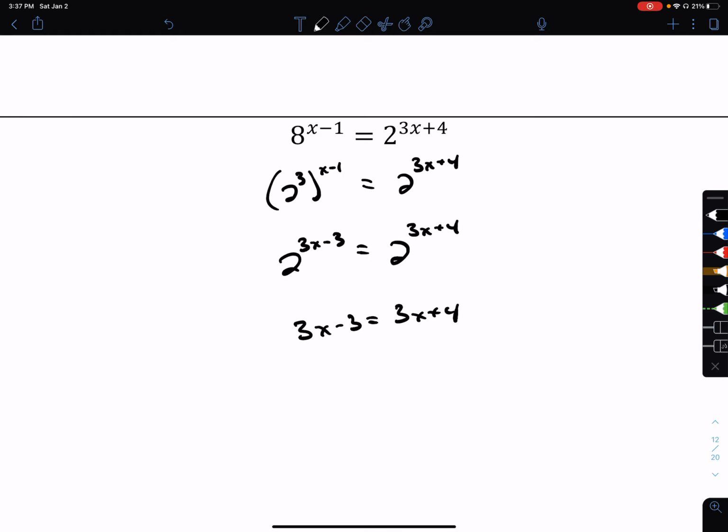If I subtract 3x from both sides, I get -3 equals 4. There's no longer a variable to solve for, so you have to ask yourself this question. Is this a true statement or a false statement? If it's a true statement, you would say there are infinitely many solutions. If it's a false statement, you would say there is no solution. This is a false statement. This is no solution.